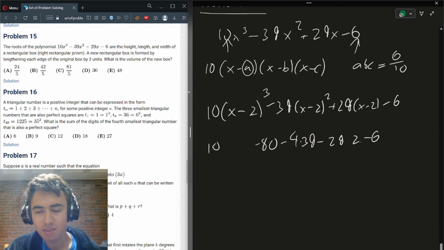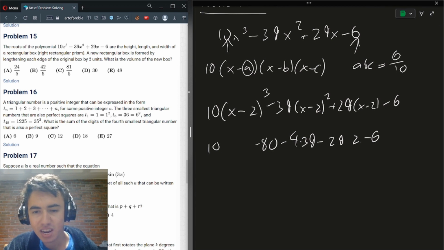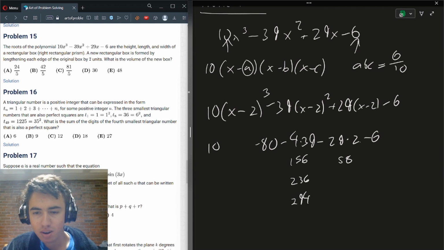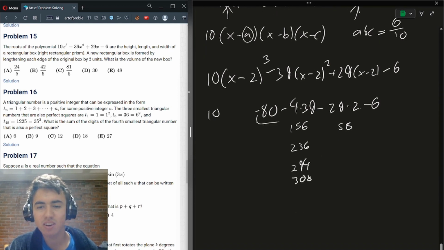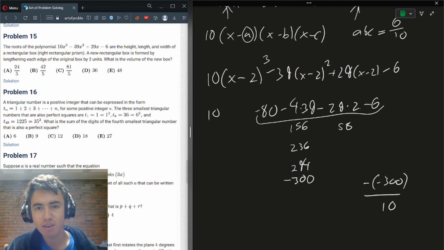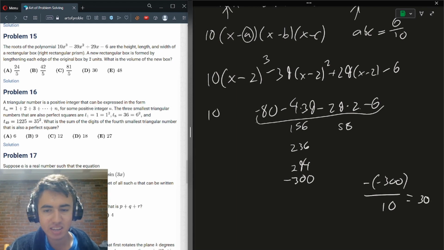And let's just evaluate what this is. This is -80 minus 4 times 39. What is that? That's 156. 156 plus 80 is 236, right? Then we have 29 times 2, that is 58. So that gets us to 294, and then 300, a nice number in the end. So basically all of this is -300. We want to take the negative of -300 divided by 10, and that will be the product of a plus 2 times b plus 2 times c plus 2, which is equal to 30, and that should give us answer D.